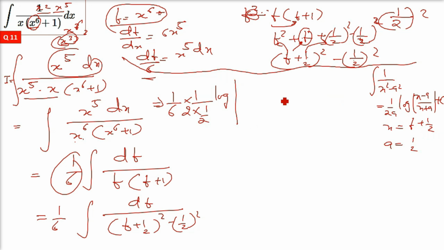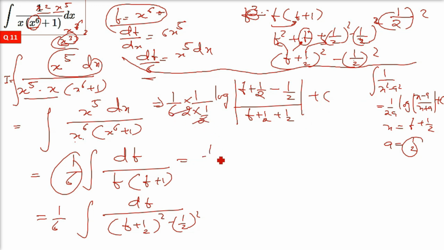What is x minus a? x is t plus half. Minus a means minus half. t plus half minus half. Denominator will become t plus half plus half. Now this gets cancelled. 1 by 6 remains there. Then we have log, half minus half will be 0, so t divided by t plus half plus half. Half and half will become 1. So this will be t plus 1. So this will be plus constant of integration.